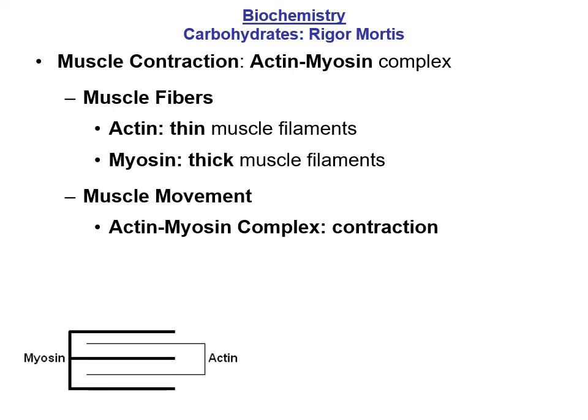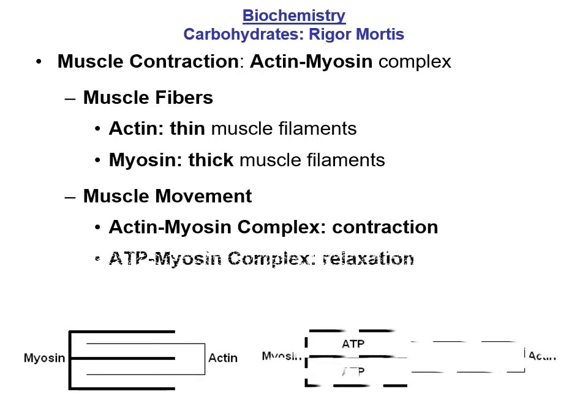To make your muscle release or relax, that is the ATP-myosin complex. That's relaxation. So as long as your body's making ATP, your muscles can be relaxed. When it stops making ATP, runs out of oxygen, that's when the actin-myosin complex starts to form again, and that's where you get rigor mortis from. That's why bodies don't tend to go through rigor mortis right away.